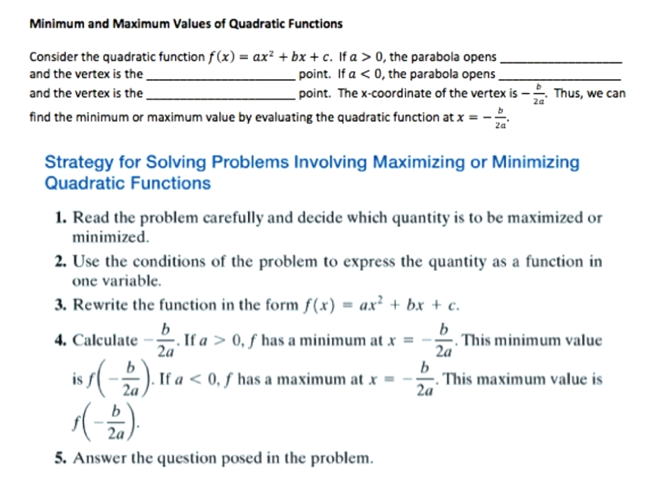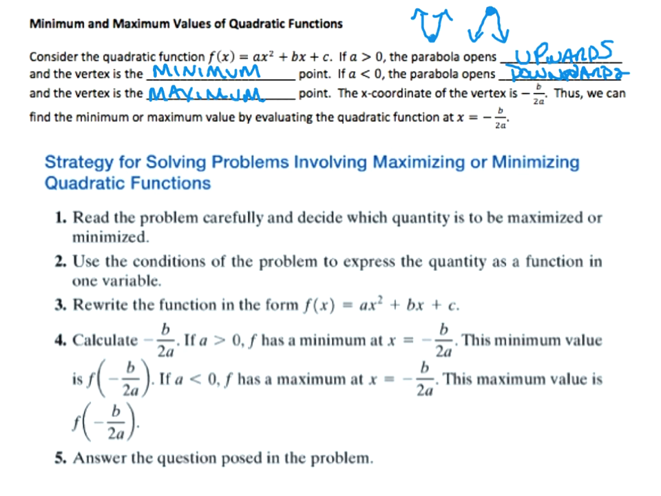Consider the quadratic function f of x equals ax squared plus bx plus c. If a is greater than 0, then the parabola opens upwards, and the vertex is the minimum. If a is less than 0, the parabola opens downwards, and the vertex is the maximum. So just to give you a visual, opening upwards, you have a minimum. Opening downwards, you have a maximum.